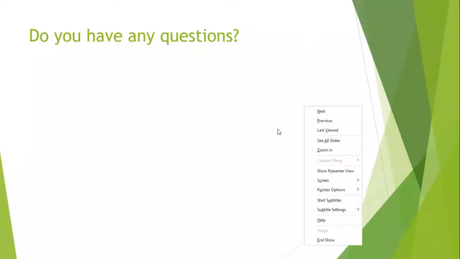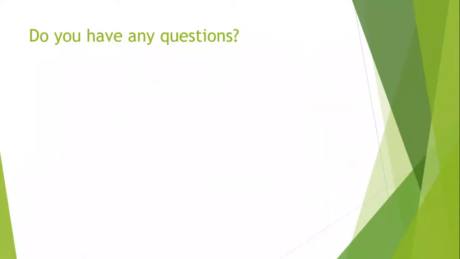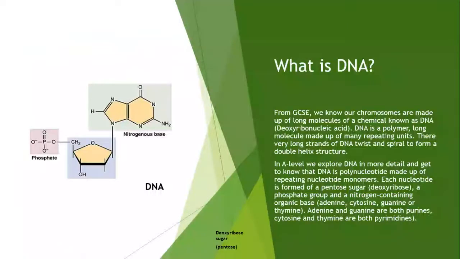What I wanted to touch upon is we're going to do a small practical now, looking at DNA. In DNA, you would know that chromosomes are made up of long molecules of chemicals known as DNA. DNA is a polymer, a long molecule made up of many repeating units. A very long strand of DNA twists in a spiral to form a double helix structure. Now, in A level, we explore this in more detail, okay?